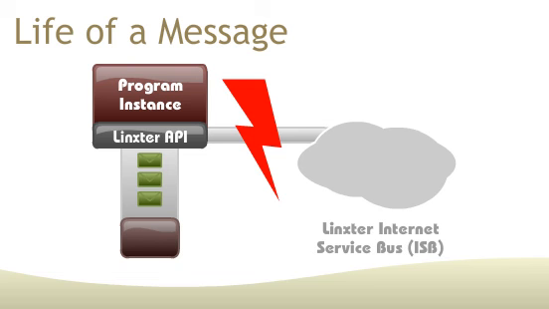The Linxter API knows if your machine or device is online or offline. If it does not have Internet access at the moment it is supposed to be sending messages, the API will wait to send the messages as soon as the connection is reestablished.